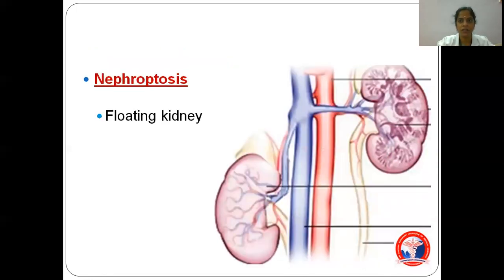The next one is named nephroptosis. It is also called floating kidney. Why does the kidney float? In chronic debilitating disease, in anemia, in tuberculosis, malnutrition. In this case, what happens? The fat will be absorbed and used. You know the kidney is well protected by perinephric fat. If the fat is absorbed, and the patient is debilitated, what happens? That support will be lost, so the kidney will come down.